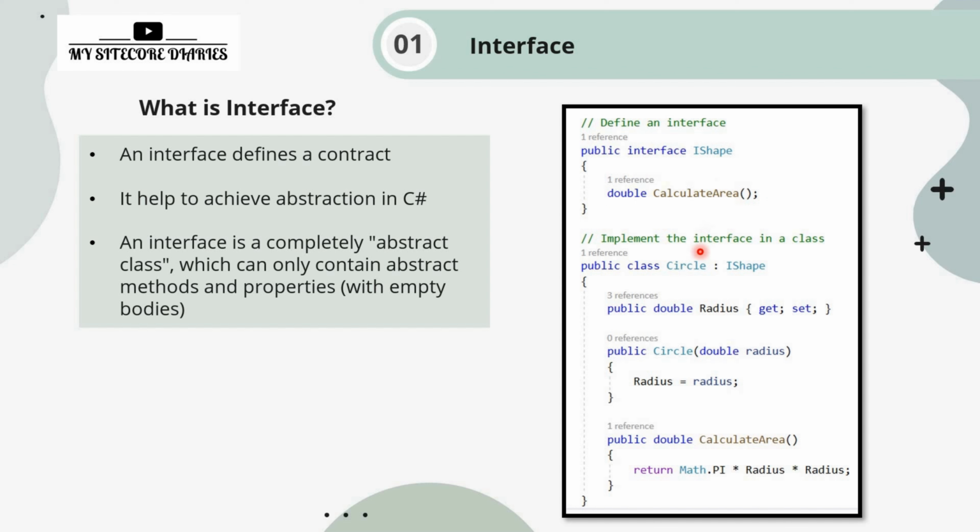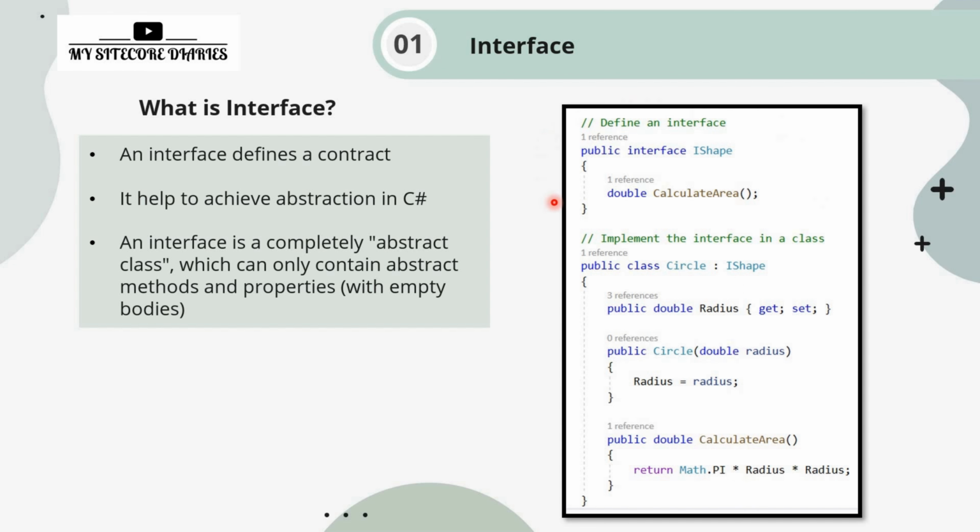And this interface is implemented here. If you see here the class Circle, you add a colon and you give the interface. So this is how you implement the interface in the class. Once you add this interface, you have to write the method CalculateArea, which is the abstract method in the IShape, and you have to write the logic inside this Circle. So this is how this interface works.